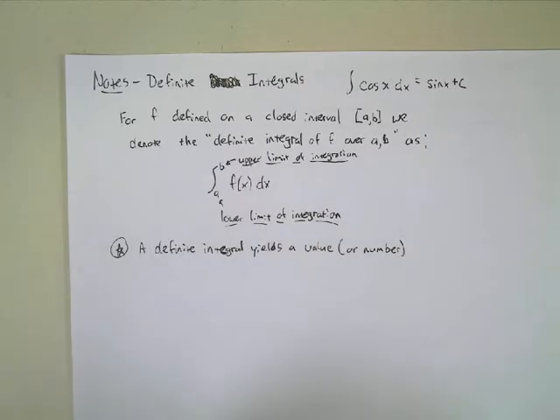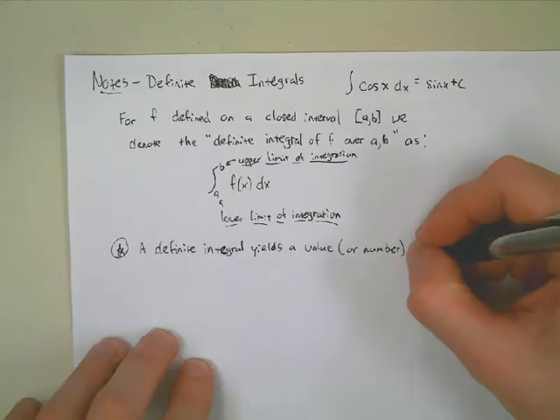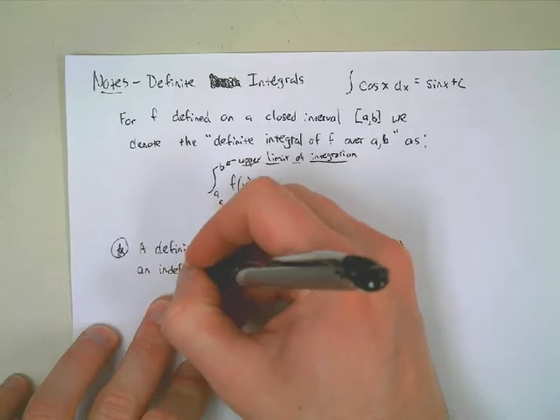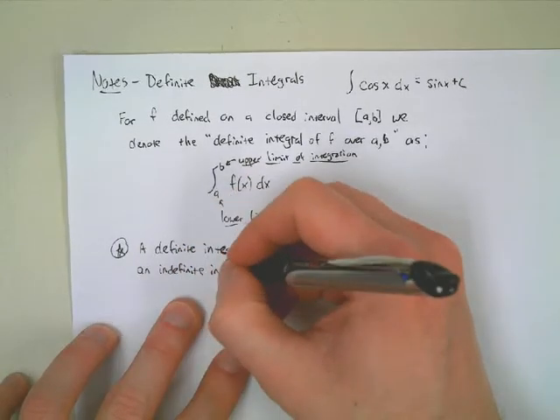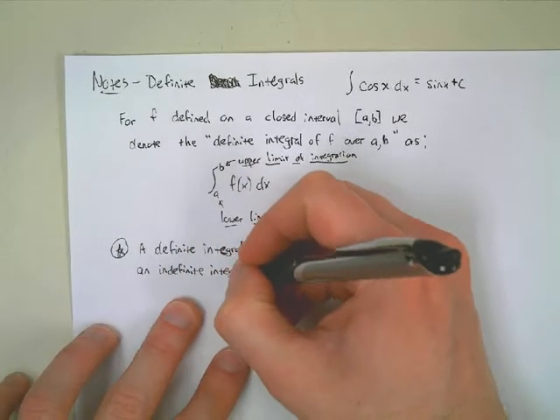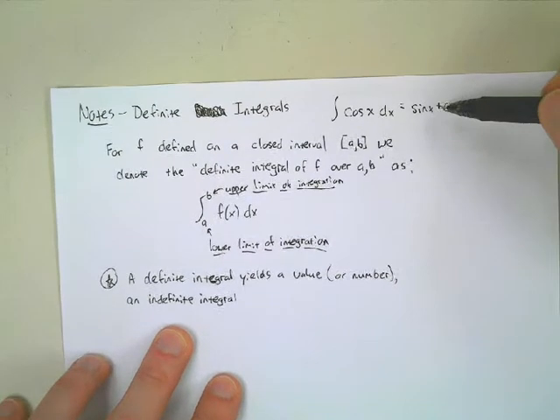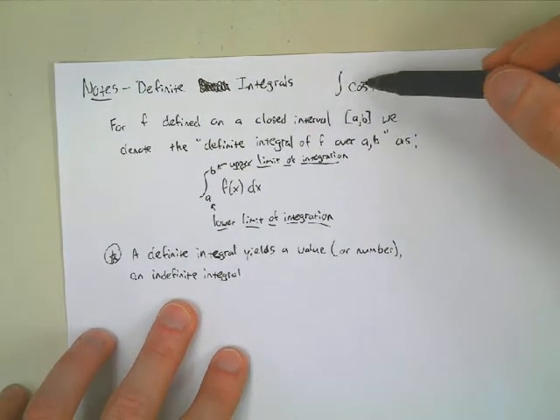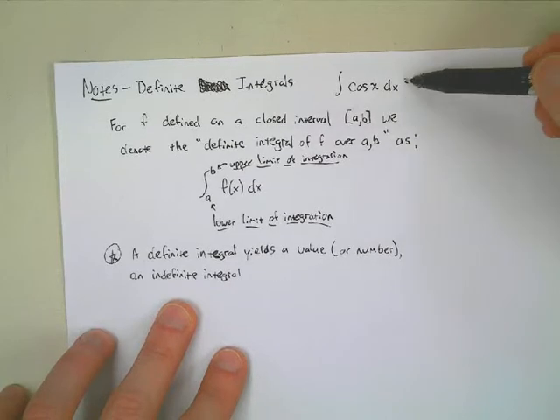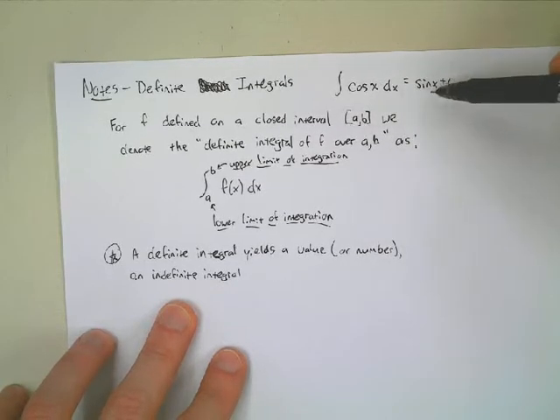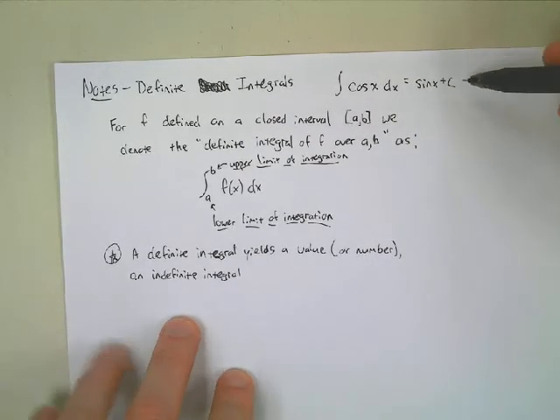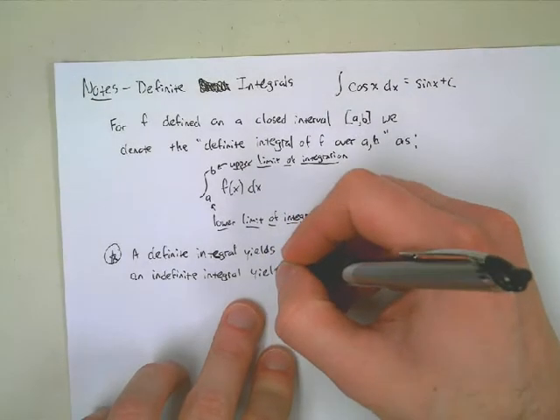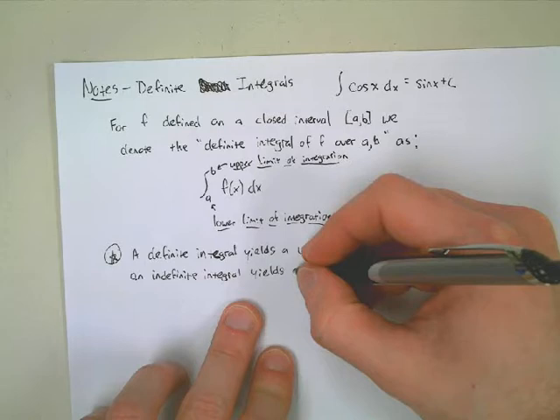Indefinite integrals, when we find an indefinite integral, we don't find a number or a value. If you look up here, we just did an indefinite integral. The indefinite integral of cosine x dx did not equal a number or value, it equals another function, sine of x plus c. So an indefinite integral will yield a family of functions.